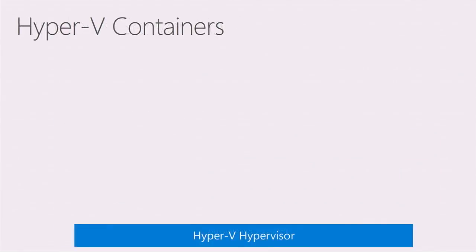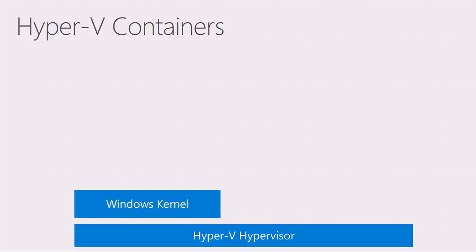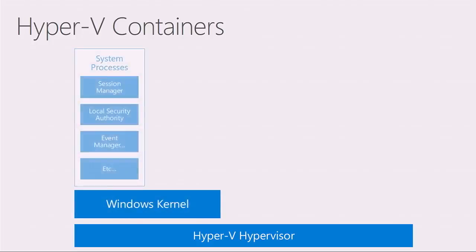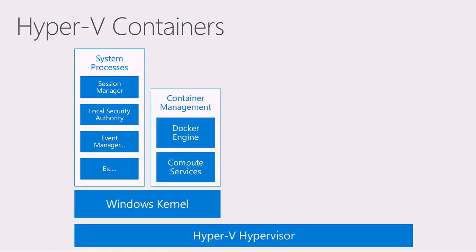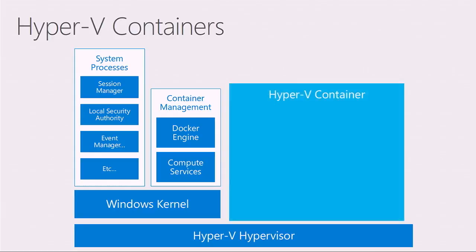So we invented another type of container. And so this starts with our Hyper-V hypervisor. And then of course we get the Windows kernel on top of that. Just like Windows Server containers, we've got our system processes. So this is the container host that I'm kind of describing here. And we've got our container management, right? So this is the container host, built on the hypervisor, kernel, container management, system processes, more or less the same model. But then we actually bring in a Hyper-V container.